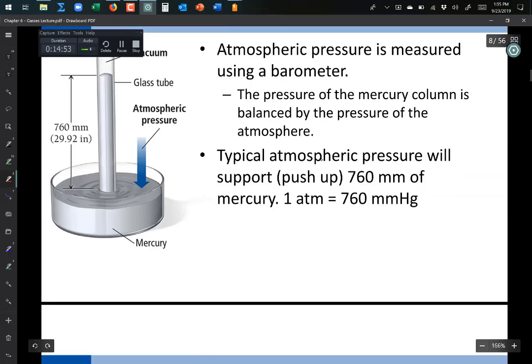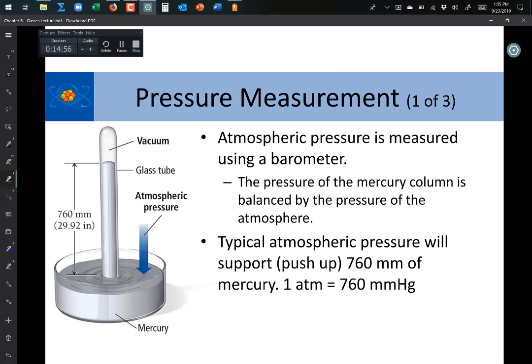Okay. All right, let's talk about measuring pressure. And this will get us to the unit of millimeters of mercury. So there's several ways we measure pressure. One of them is called a barometer. I'm not going to actually talk about probably what's the most common kind of pressure measurement. That's gauge pressure, but we measure pressure in a barometer.